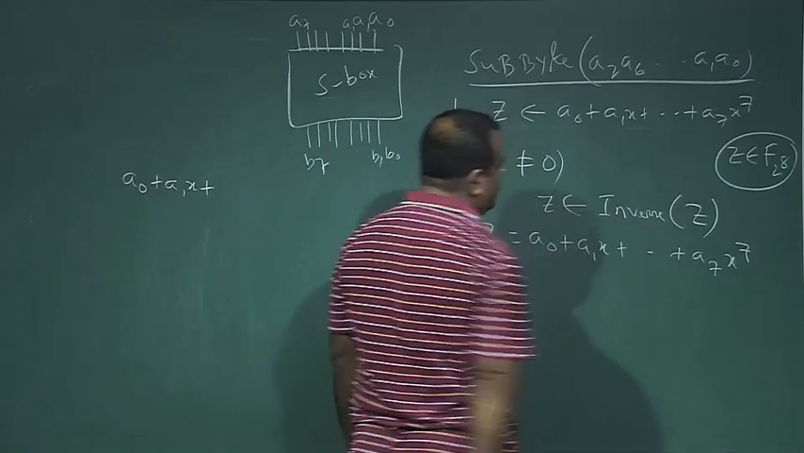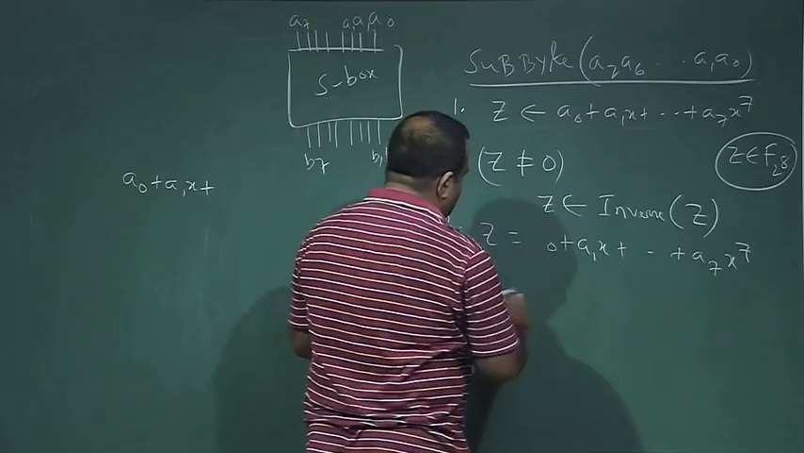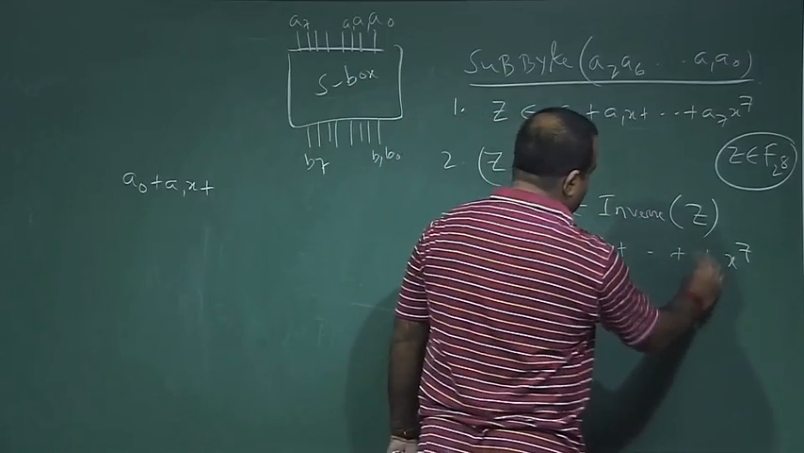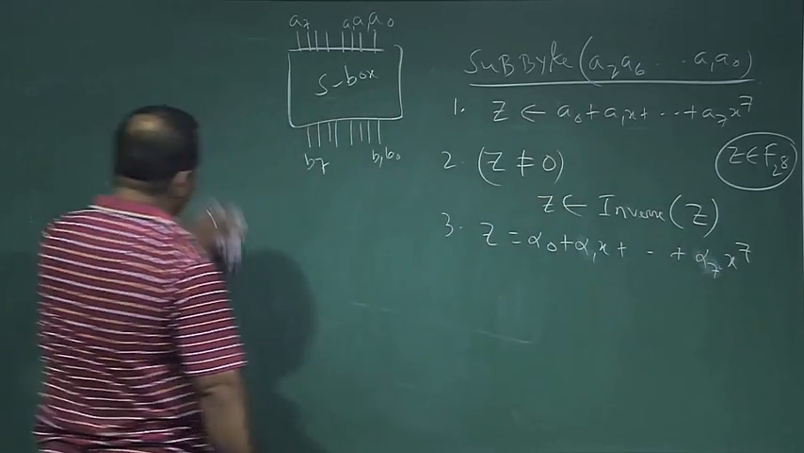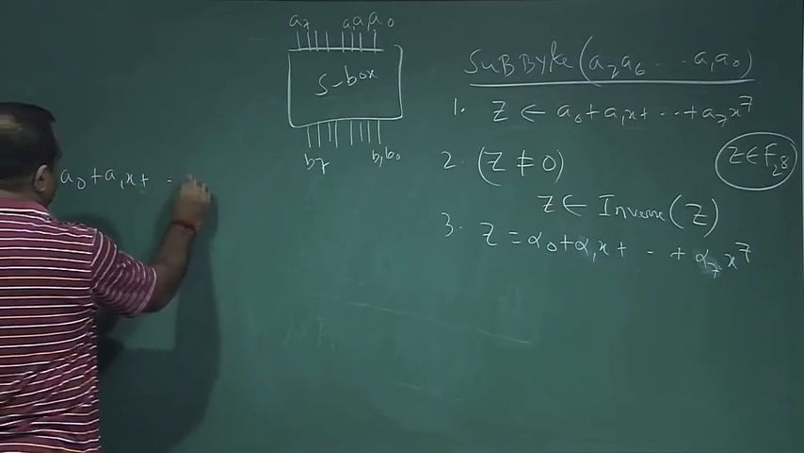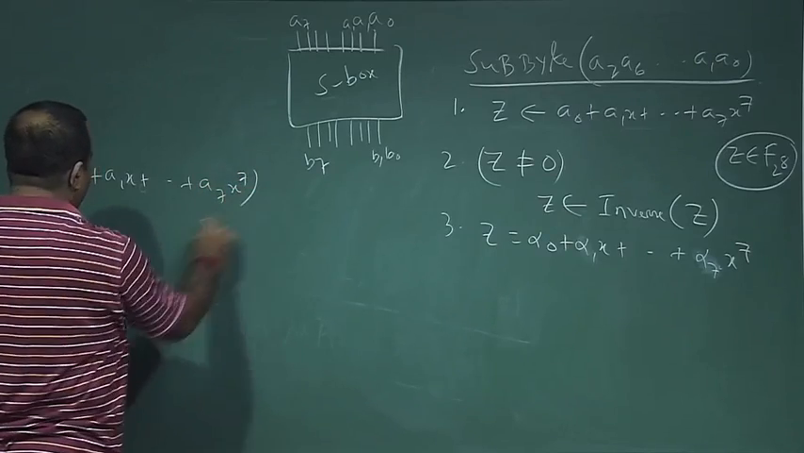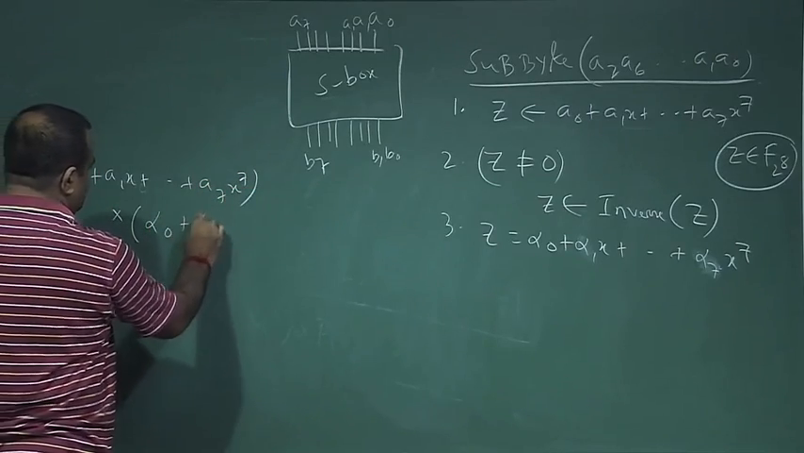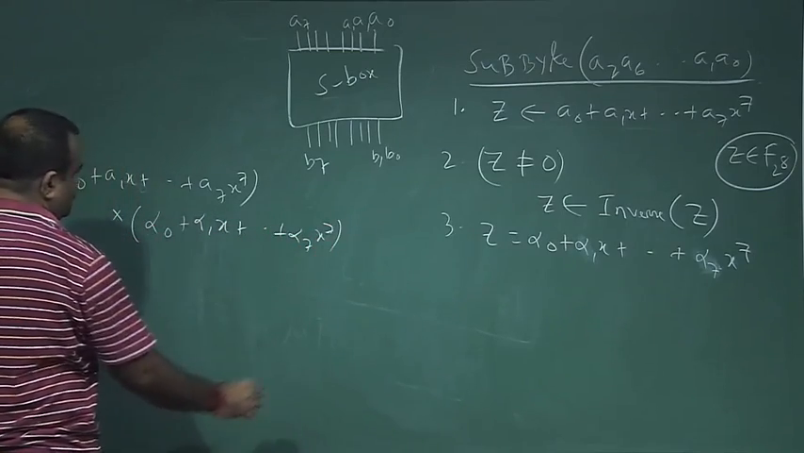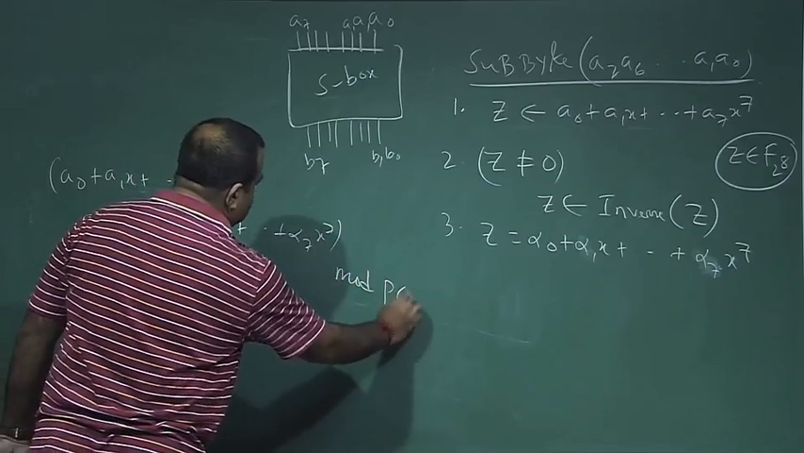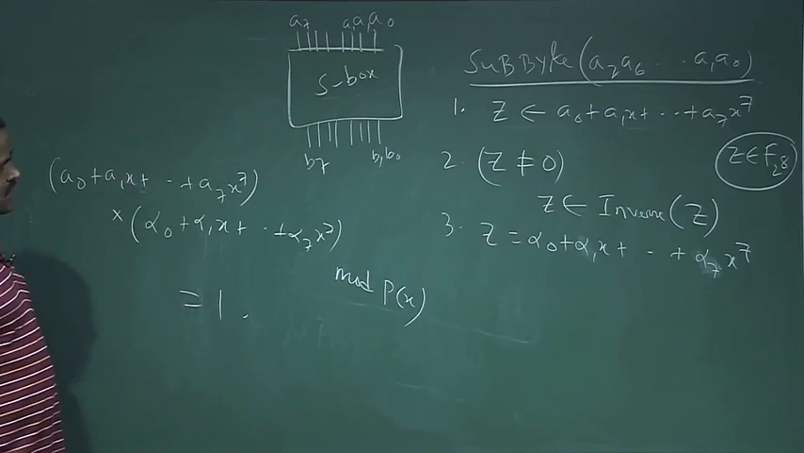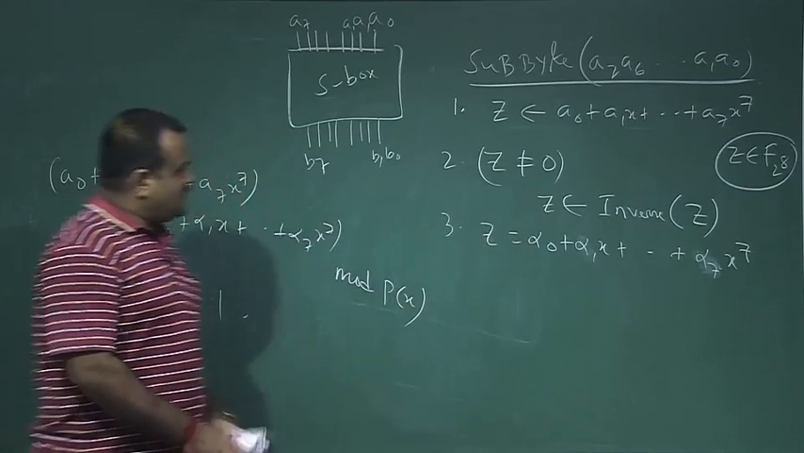This inverse is also a 7-degree polynomial, not A0, it must be some alpha 0, alpha 1, ..., alpha 7. So basically we have A0 plus A1x plus ... A7 x to the power 7, multiplied by alpha 0 plus alpha 1x plus ... alpha 7 x to the power 7. This mod that irreducible polynomial should give us 1. Then this is the inverse of this, and vice versa. Provided Z is not 0, it has an inverse. So, this is the inverse.